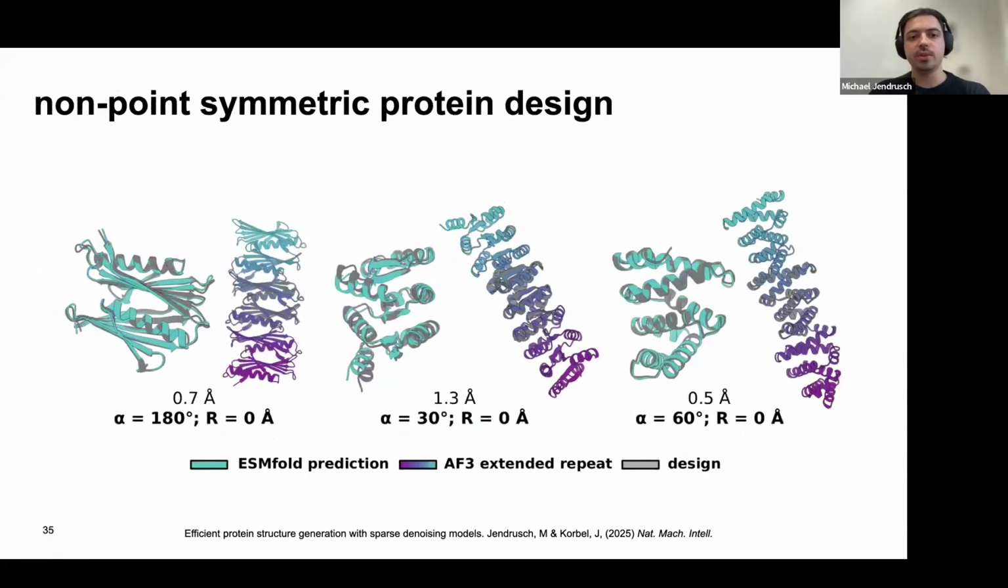We were also able to use the same approach to encode various types of symmetries. Before Salad, protein design of symmetric proteins with diffusion models was mostly limited to point symmetric proteins. We were able to extend this to proteins with a screw axis symmetry, where you not only have rotation around an axis, but you have rotation and simultaneous translation along the axis of symmetry. And so we were able to design proteins like these that were predicted to also fold like this, and where extended repeats were also predicted to fold in the same way by AlphaFold 3.